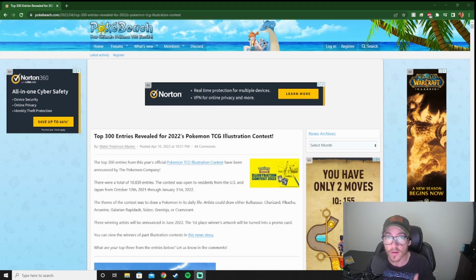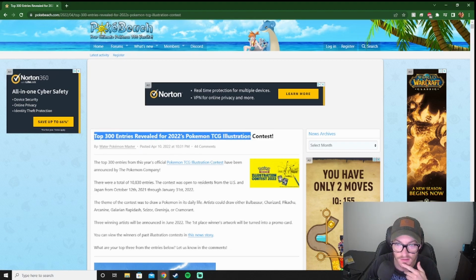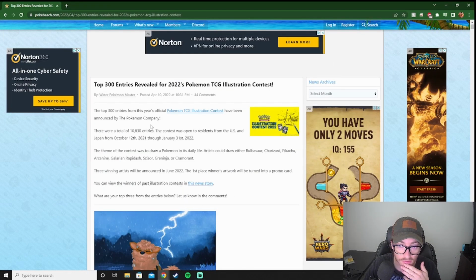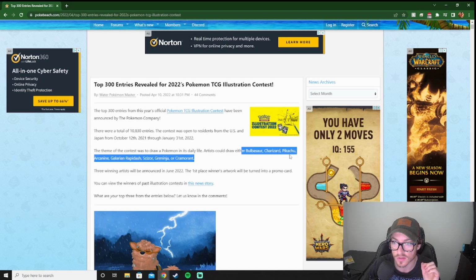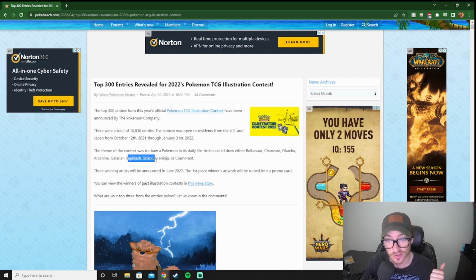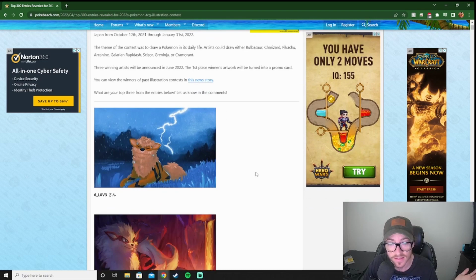Today, we're not going to be opening up Pokemon cards. We're going to be looking at the Pokebeach top 300 entries for the TCG illustration contest. There were 10,830 entries. Only 300 were picked from this. They were able to draw Bulbasaur, Charizard, Pikachu, Arcanine, Galarian Rapidash, Scizor, Greninja, or Cramorant, and Pokemon in their daily life. So let's go ahead and get into this.